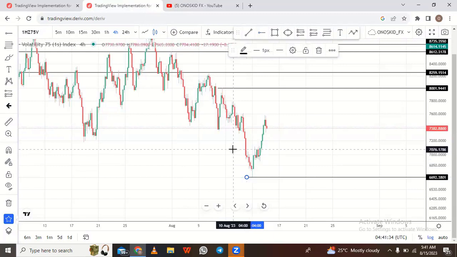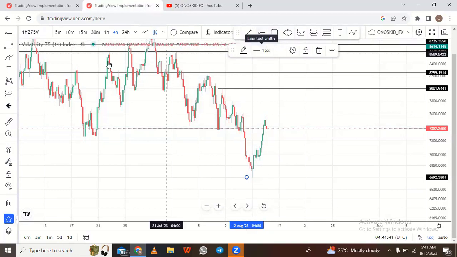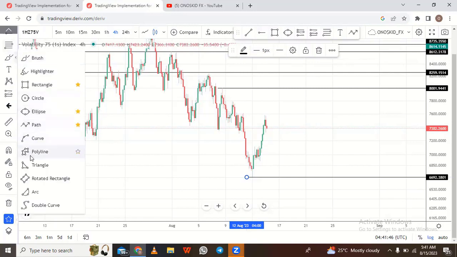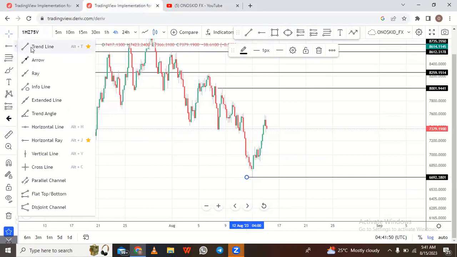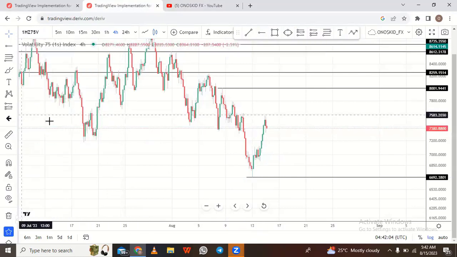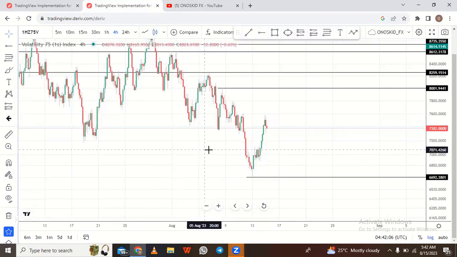So for me to mark out my range, the tool I use is this horizontal ray. Okay, how can you find it? You can find it from, is actually here. Okay, sorry, is here on this trend line. So these are horizontal, this is trend line, arrow, then this is horizontal ray, this is vertical. This horizontal line will just move across your chart from one end to the other.